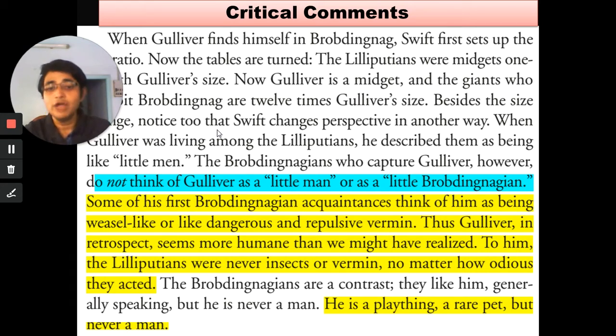They keep a distinction: Gulliver is a separate, different identity. So they do not confuse him with a human or a Brobdingnagian, but rather think of him as being weasel-like or like dangerous and repulsive vermin. Thus Gulliver, in retrospect, seems more human than we might have realized. To him, the Lilliputians were never insects or vermin, no matter how odious they acted.